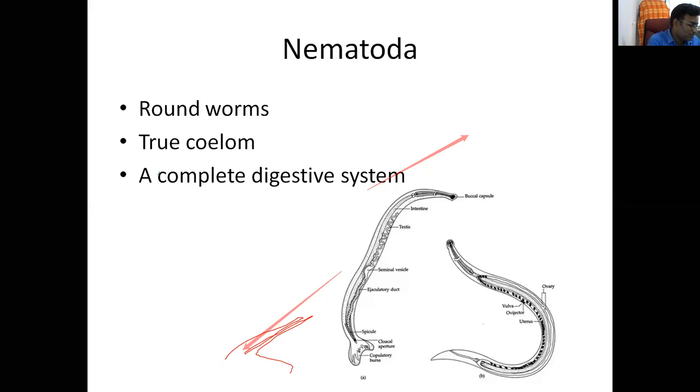So pseudocoelomate animals, because here the mesoderm does not surround the body cavity on either side. Instead, there is formation of mesodermal pouches. So that is why we call them pseudocoelomate animals. And for the first time, here the mouth and anus complete a digestive system. You can see that in case of the nematodes. Okay, the next important phylum which has many developments is the annelida.